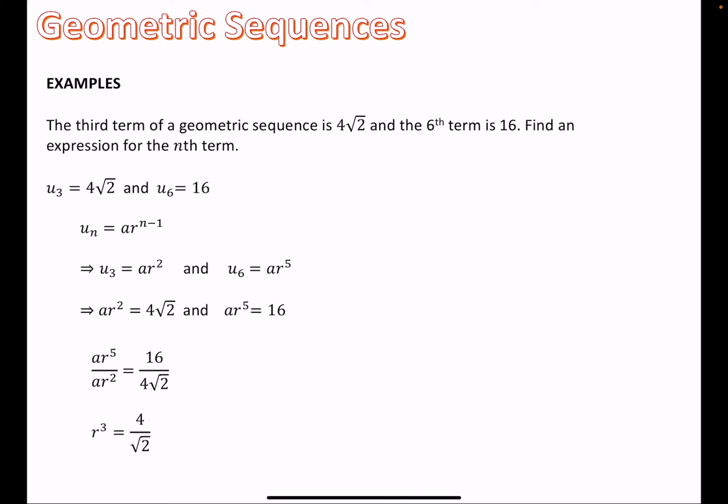But most importantly, as I say, the a's will disappear. So we get r to the power of 5 over r squared, which is again just your indices, just take them away as long as they're the same base. r to the power of 3. 16 over 4 root 2 is 4 over root 2. Okay, right, we have to solve this.